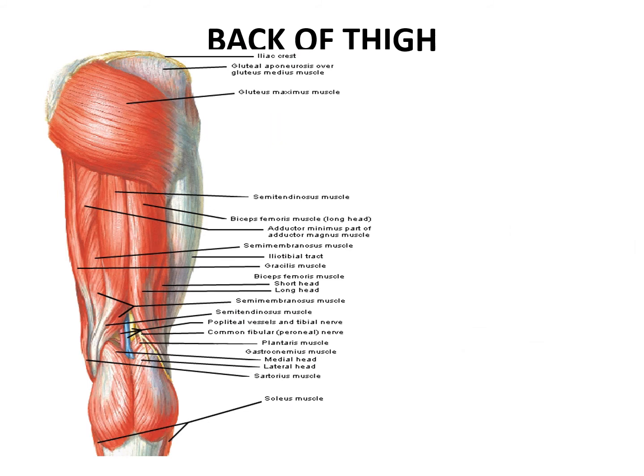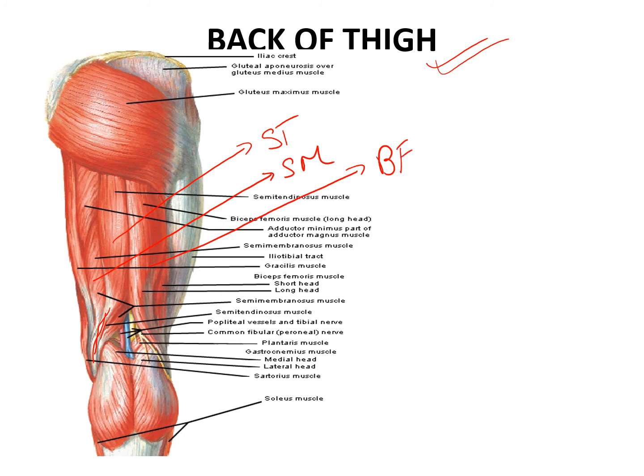Now let us see once again the back of the thigh. As already discussed, this muscle here is the semitendinosus muscle. You can see the tendon here, and this muscle is resting over the semimembranosus. This muscle is the biceps femoris. So we have the long head and the short head. Adductor magnus is in the floor of this thigh, so it is not visible in this picture.